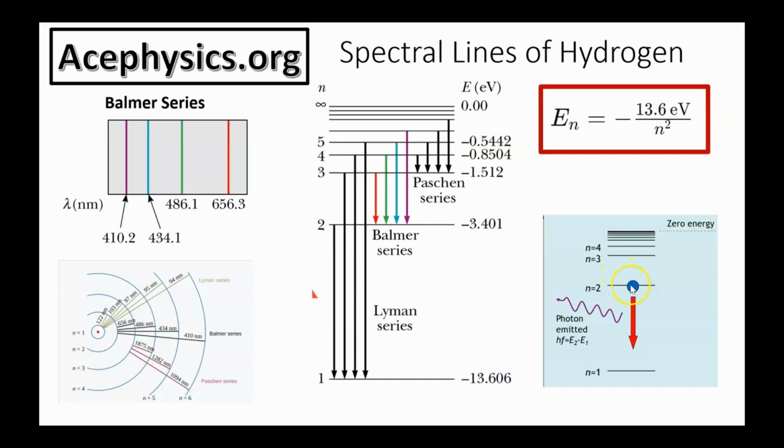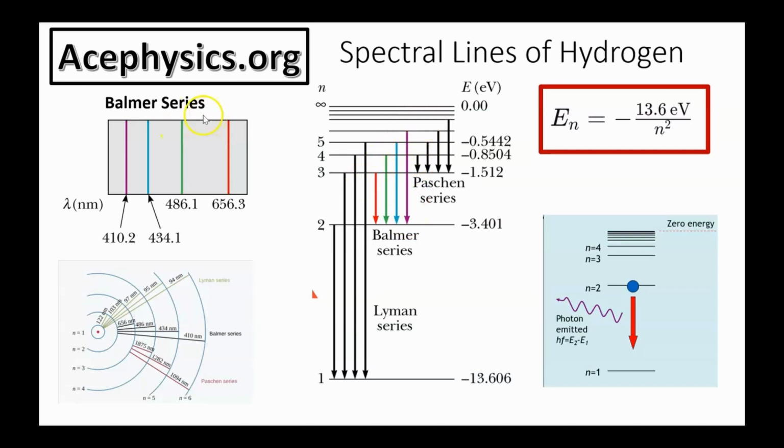When an electron goes from the n equals 2 to the n equals 1 state, the electron loses energy and a photon is released, and the photon has energy equal to the difference in energy of the two states. As an example, the Balmer series corresponds to electrons going from n higher than 2 down to the n equals 2 state. And so here are 4 lines on the Balmer series, and these are in the visible spectrum.